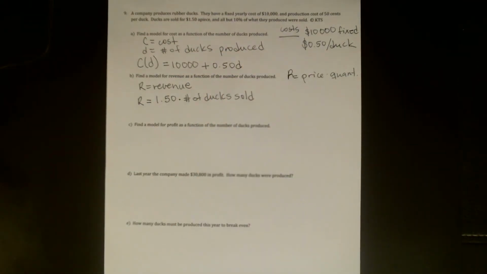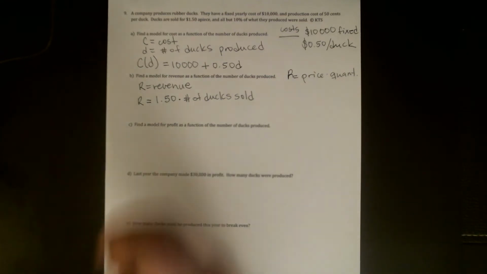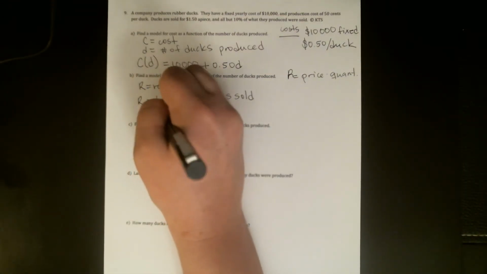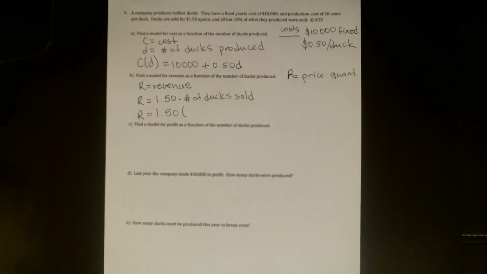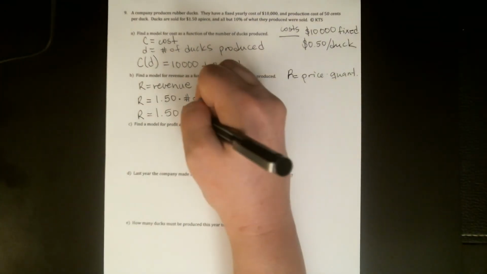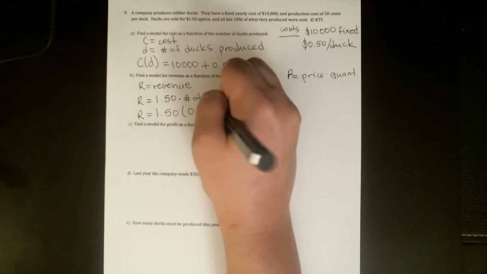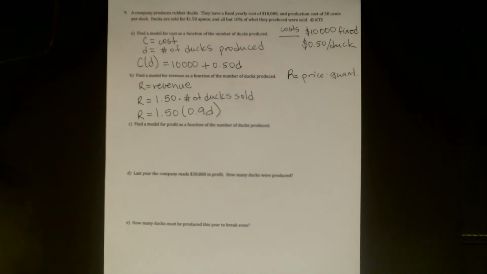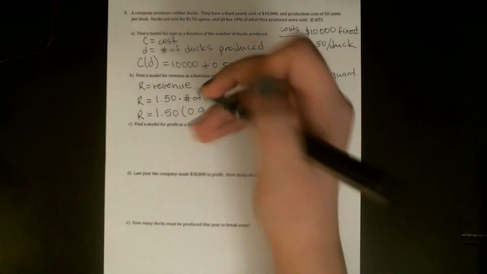I'm just giving myself one intermediate step here to figure out what is going on. If I'm supposed to use the variable D, which is the number of ducks produced, I need to make sure I adjust that. So I want to say that I get $1.50 for 90% of the ducks I produce. All but 10% are sold. So if 10% of them are not sold, that means 90% are. So if I sell 90% of the ducks produced at $1.50 per duck, this is what I'm getting, which is going to give me what? $1.35.